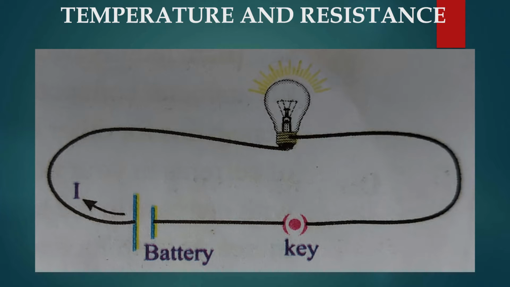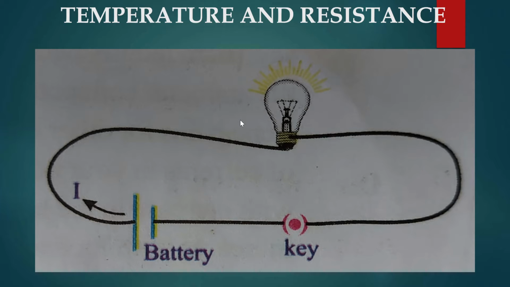Coming to temperature and resistance, for this we'll consider a circuit containing a battery, key, bulb and connecting wires or copper wires. Measure the resistance of the bulb when it is in open circuit using a multimeter. We know the uses of our multimeter; we had seen in our previous session that a multimeter can be used to measure potential difference, current or resistance. So we are going to measure the resistance of this bulb with the help of a multimeter.